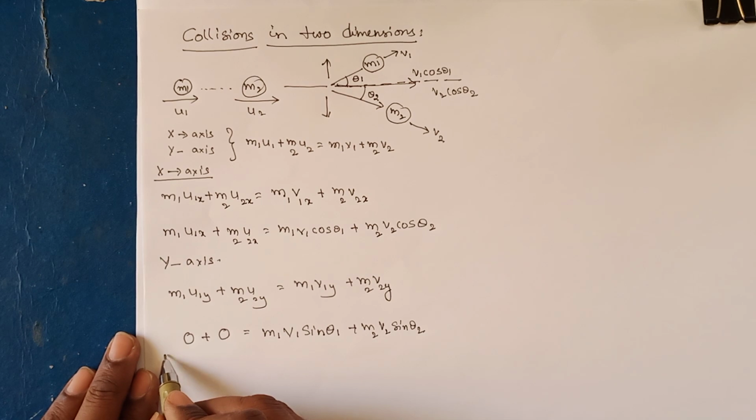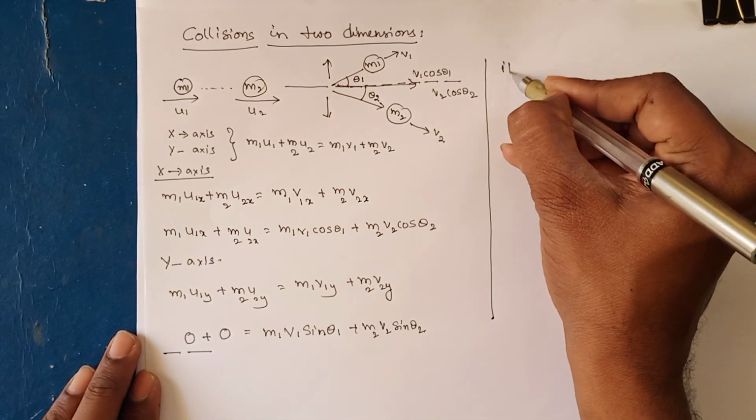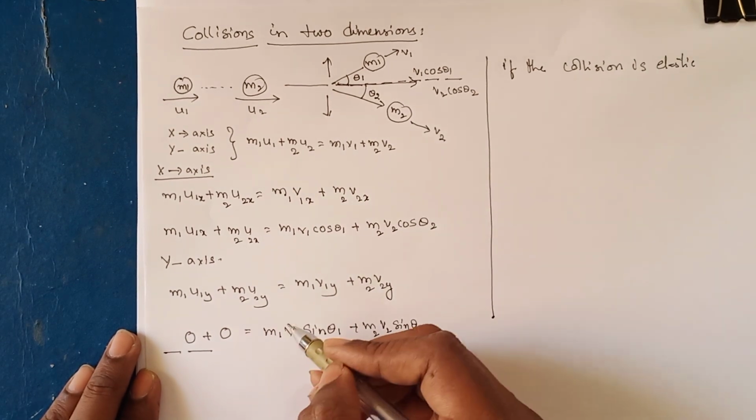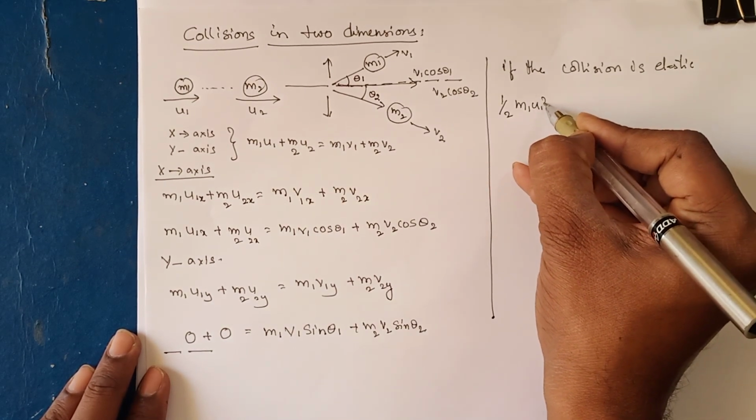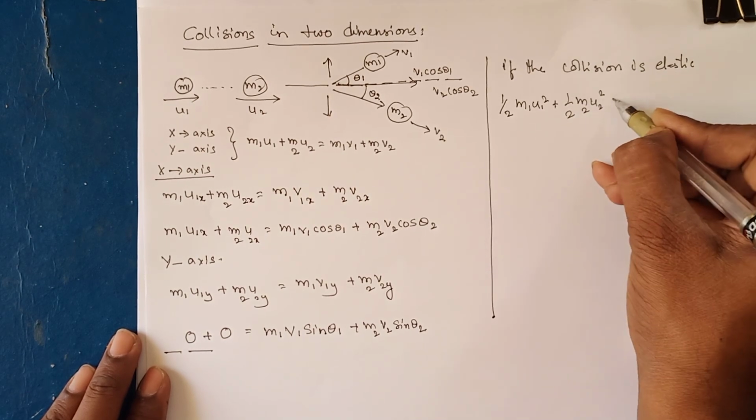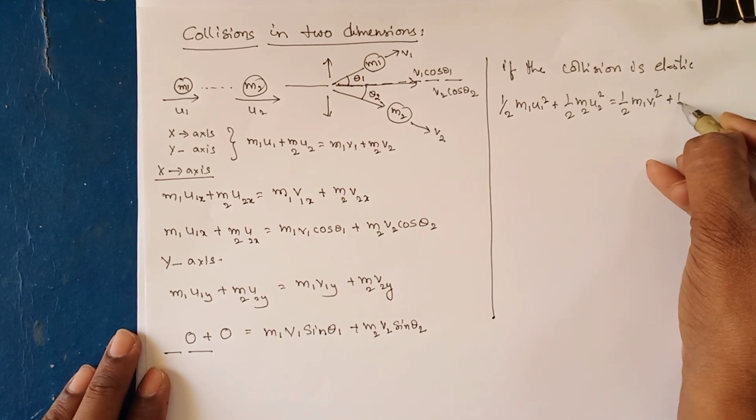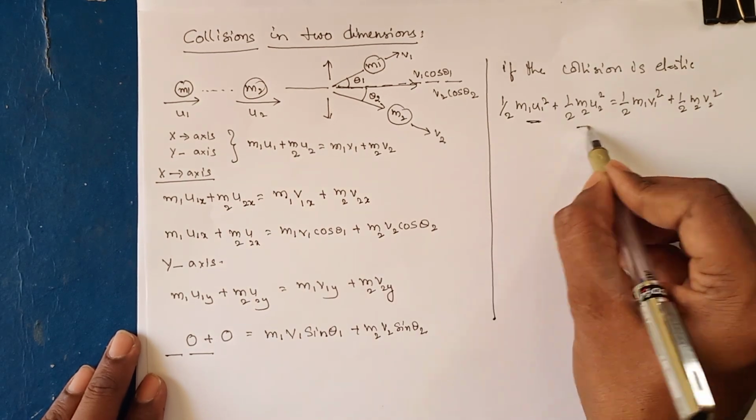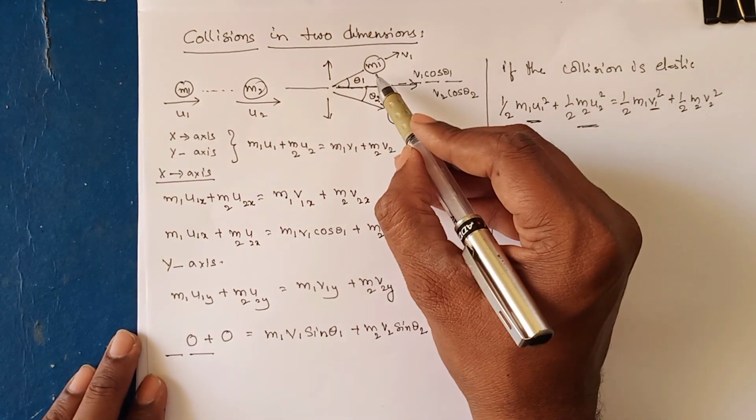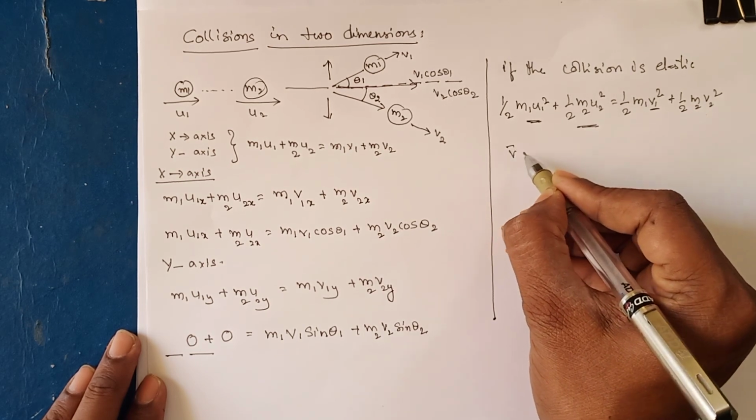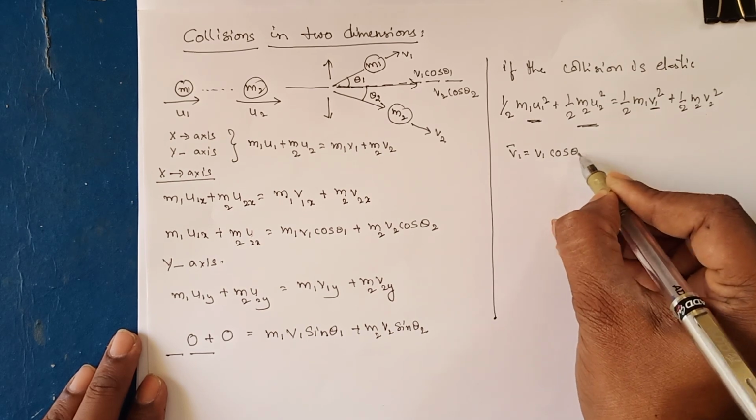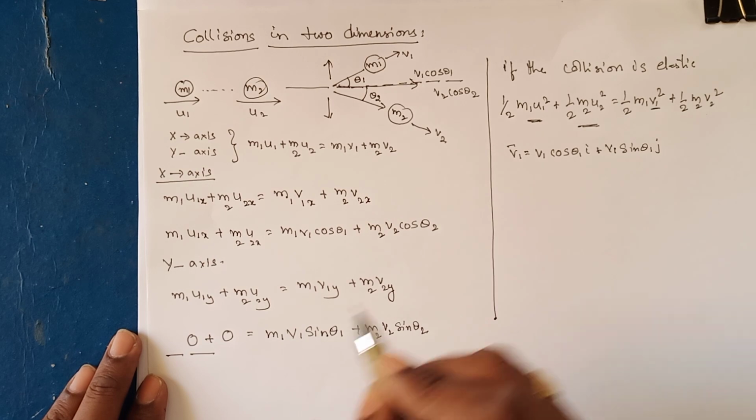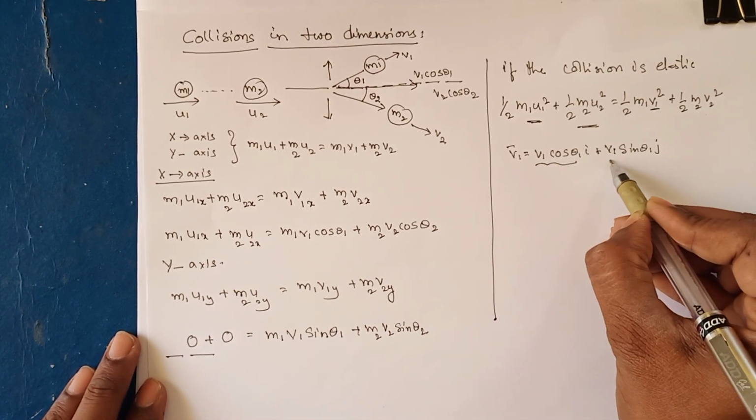And if the collision is elastic, then what happens? Half m1u1 square plus half m2u2 square is equal to half m1v1 square plus half m2v2 square. We apply it here. For this case, u1 has no problem, u2 has no problem. v1 we cannot write directly, v1 has some theta components. You can write it like that. v1 is a vector, right? v1 cos theta 1 i plus v1 sine theta 1 j. So this is called the x component and y component.